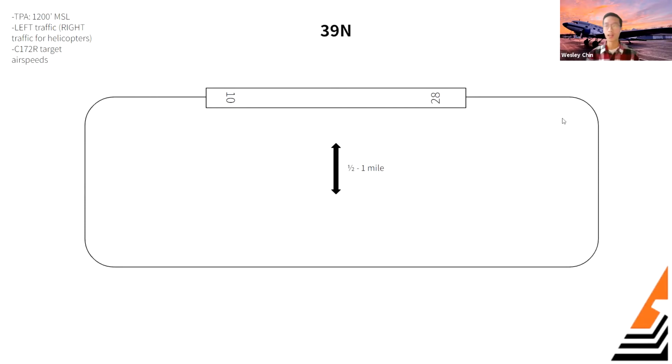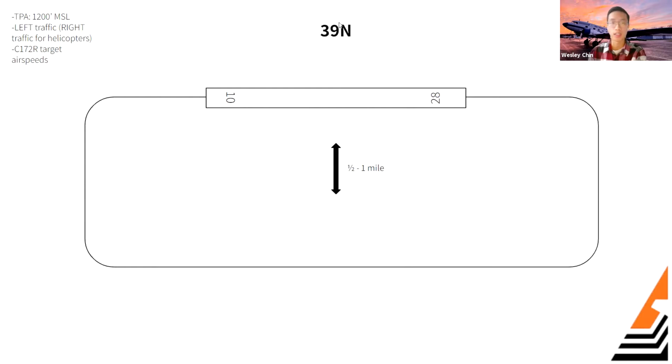All right, so I've kind of got this interactive slide here that we're just going to keep clicking through to draw a traffic pattern together. So this is what we're going to have at Princeton, right? We've got 28 and 10. Traffic pattern here is going to be 1,200 feet MSL. We've got left traffic, but just as Garrett said earlier, we've got right traffic for helicopters, right? And I'm also going to have a couple of target airspeeds in here that, again, just going to follow the 172R model.